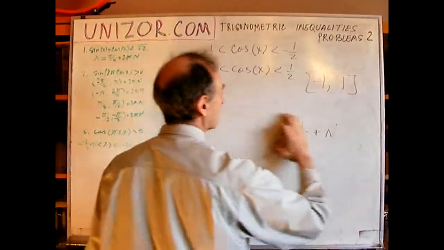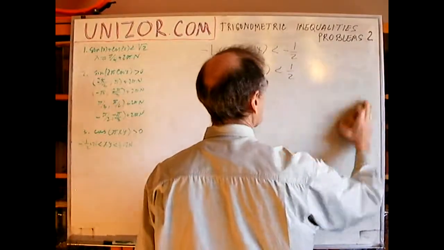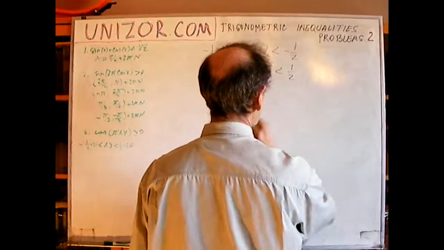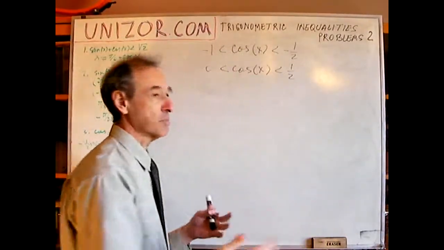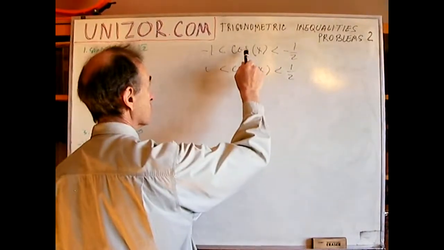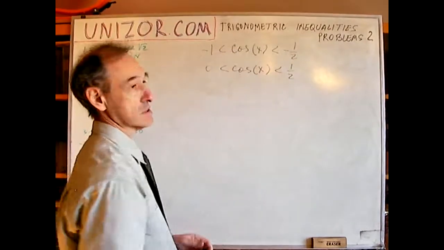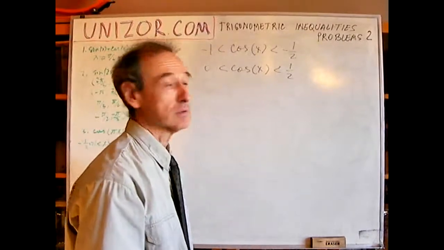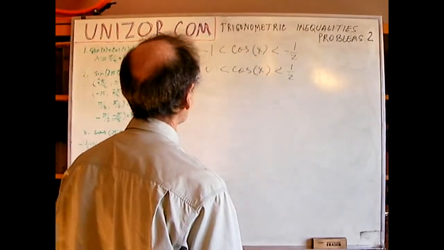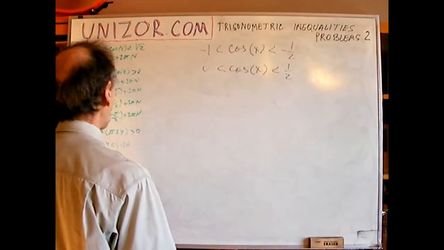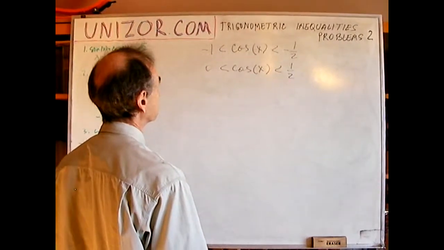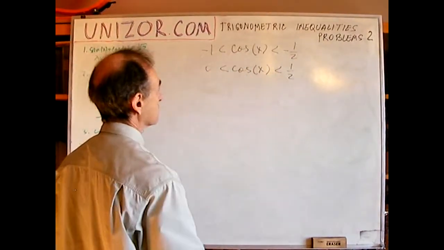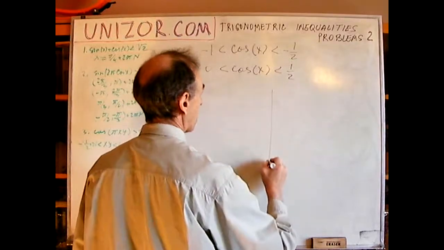So basically, we have reduced our original inequality to two independent solutions. Solutions to this and solution to this. All right? Well, that's kind of easy, right? So let's just solve them. For the first one, well, let's consider the graph. That would be easier.